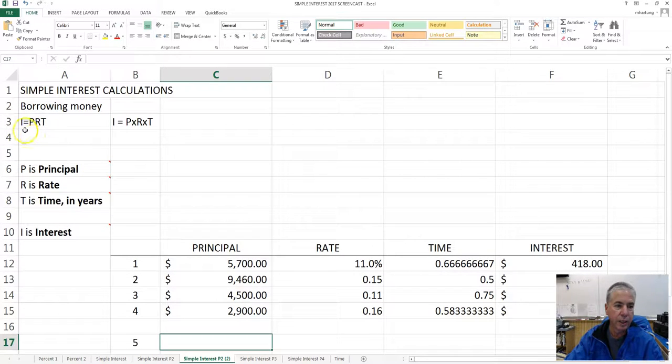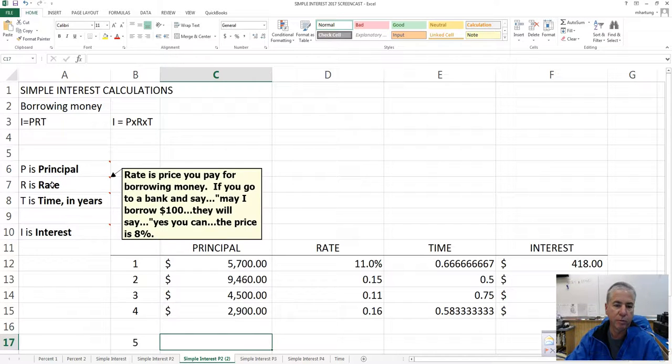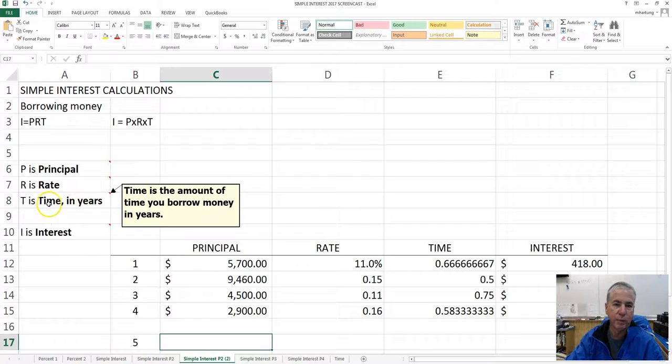Simple interest. I equals PRT. Interest equals principal times rate times time. And in the previous lessons, we learned that the principal is the amount that you borrow. Rate is the actual price of that money, and that is expressed as a percentage. And time must be in years.